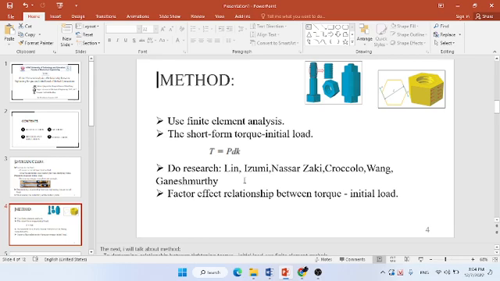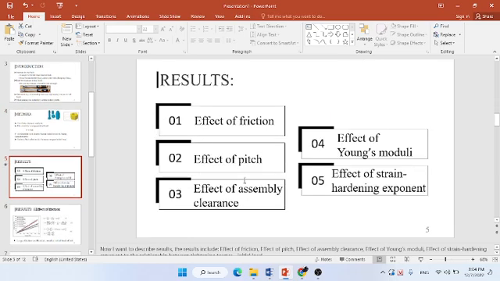In conclusion, many factors can affect the relationship between torque and initial load. Now I want to present the results, which include effects of friction, effects of pitch, effects of assembly cleanliness, effects of Young's modulus, and effects of strain hardening exponent.